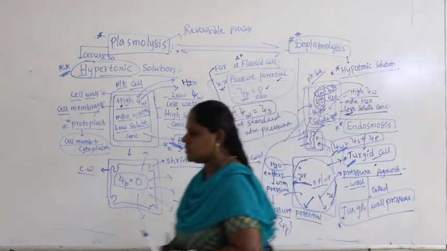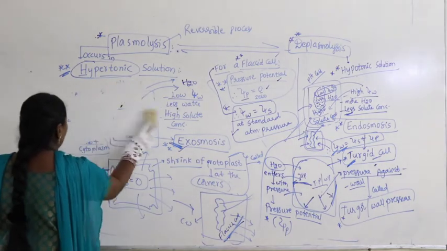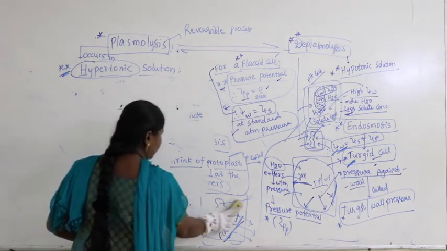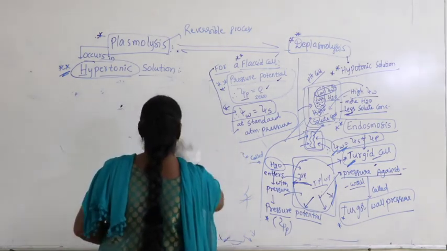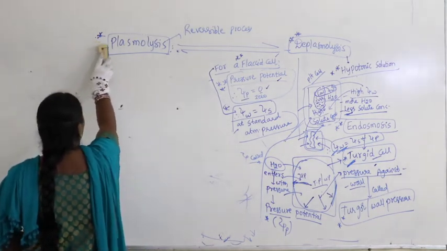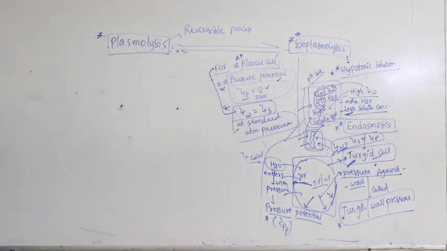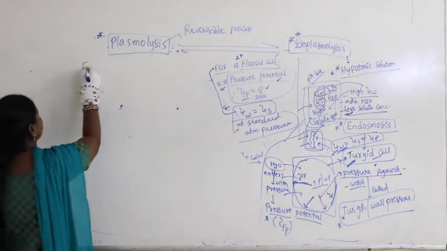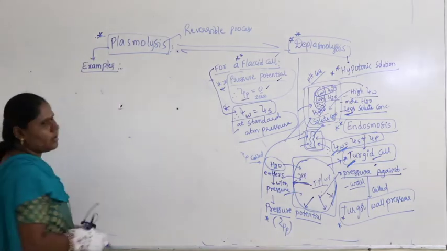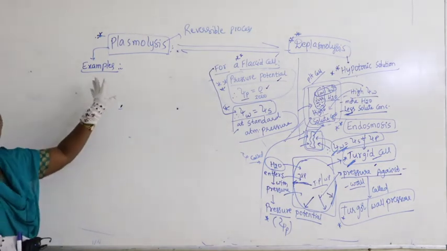Now if you take plasmolysis as a phenomenon, where can you see it? Plasmolysis can be seen and employed in many practical examples. Okay, so let us take examples of plasmolysis. In day-to-day life, plasmolysis can be commonly seen in most examples.